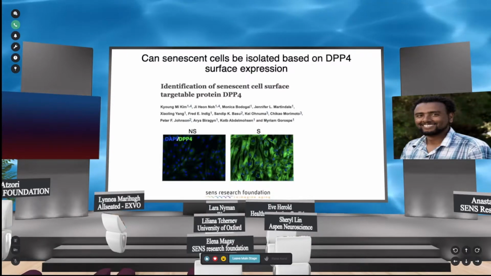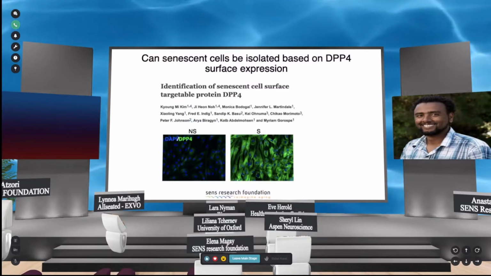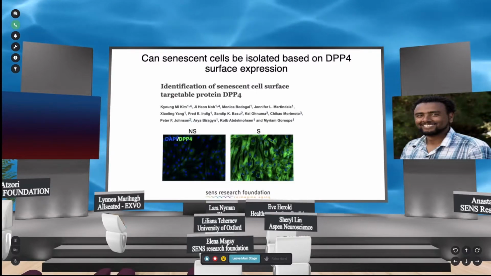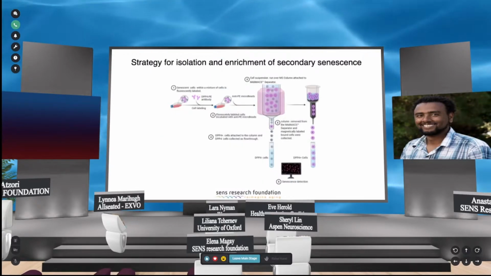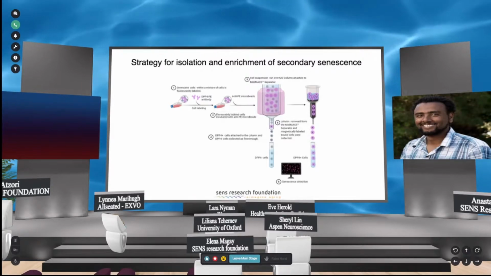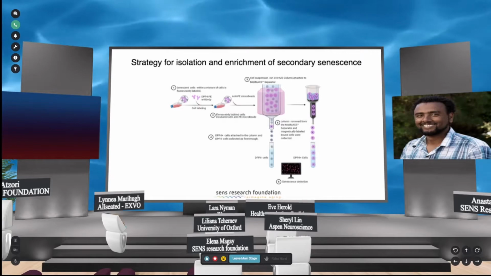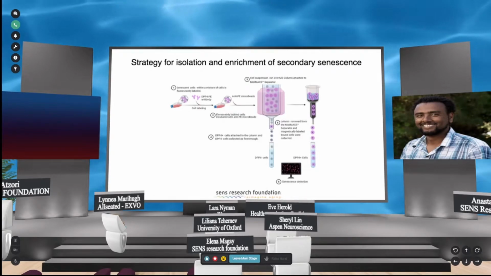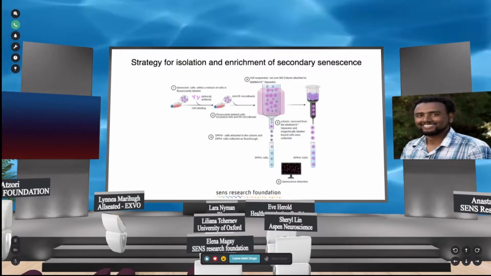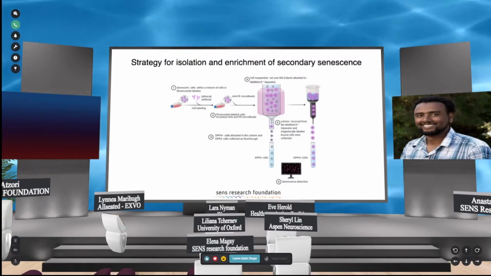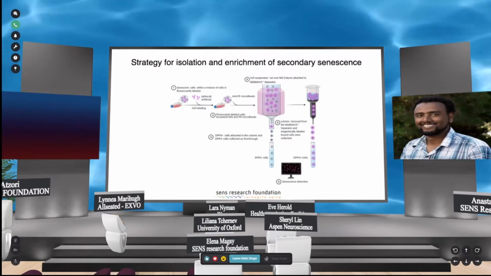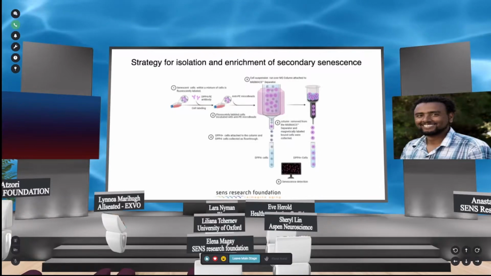That's interesting. So now we ask, can we isolate senescent cells based on DPP4 surface expression? To briefly go over the protocol that we used, first we induce senescence, both primary and secondary senescence, and then we incubate these senescent cells with a DPP4 antibody, which is conjugated with a fluorophore, PE. And then we use an anti-PE microbead to stain this DPP4-PE conjugate.